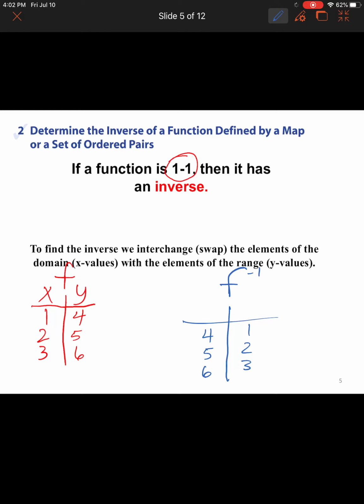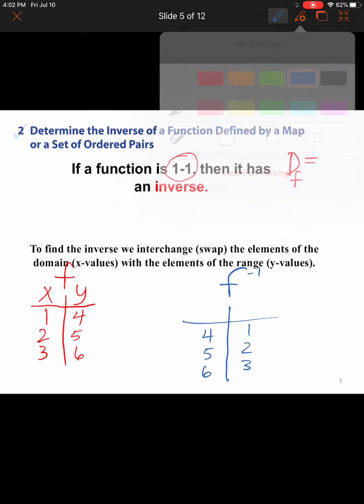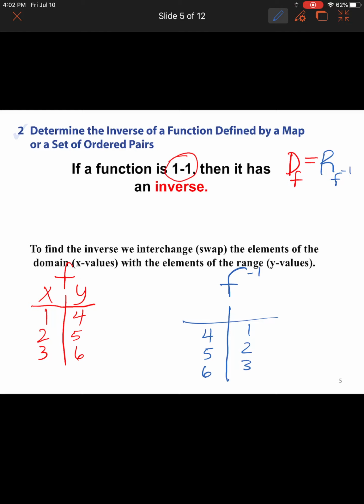So you can see what we have is the domain. This is something you'll need to know. The domain of the original function equals the range of the inverse function. Just look at the elements. The domain for the original function is 1, 2, 3. The range for the inverse function is 1, 2, 3.